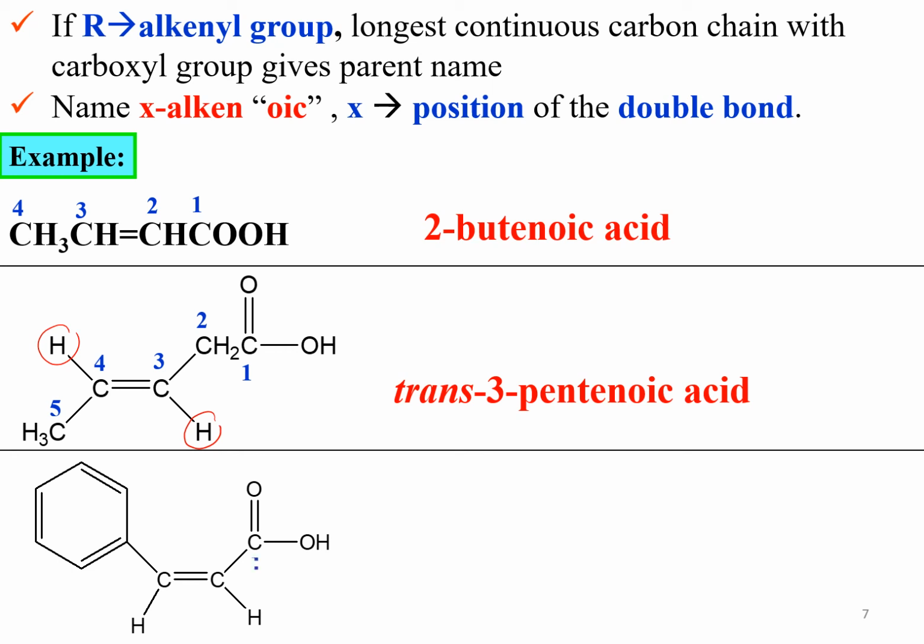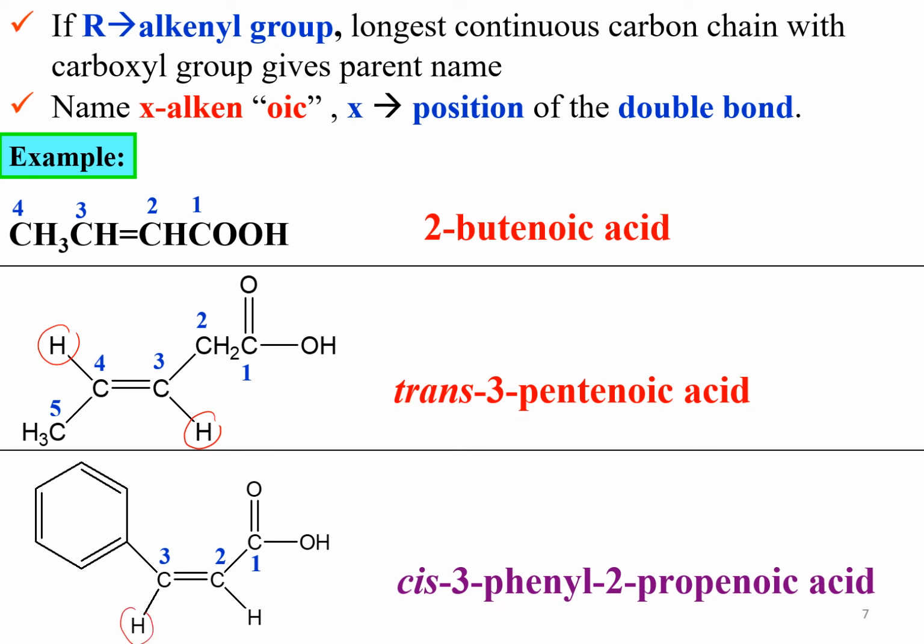Then we look at the following example. We have 1, 2, 3 carbons here. You have COOH at carbon 1 and a double bond at carbon 2. We have a benzene ring as a substituent at carbon 3. So here it is called cis-3-phenyl-2-propenoic acid. You can see it's the cis form.